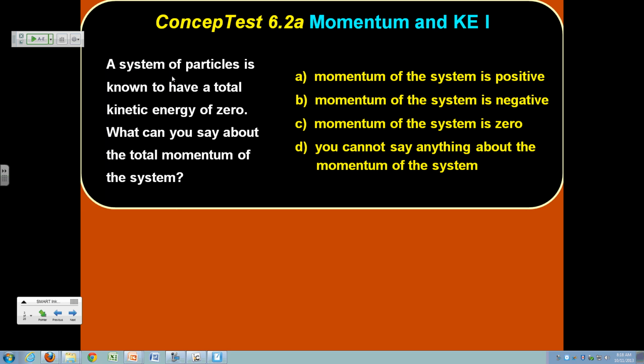Now remember, if their momentum is 0, they can either be not moving, or they can be moving in opposite directions with equal momentum, equal but opposite. But in the case of kinetic energy, which is a scalar quantity, if it's 0, that means they're not moving.